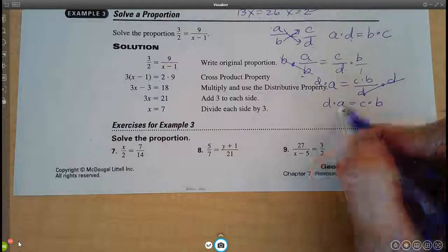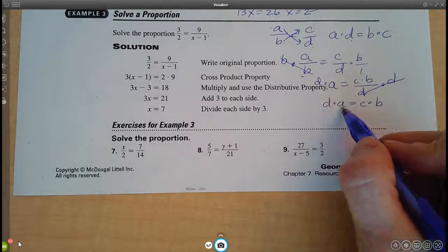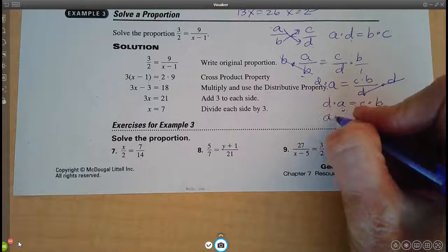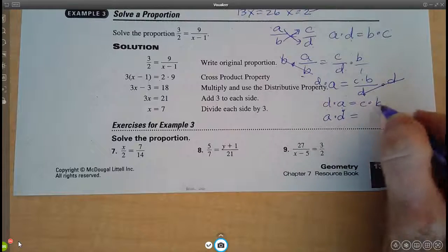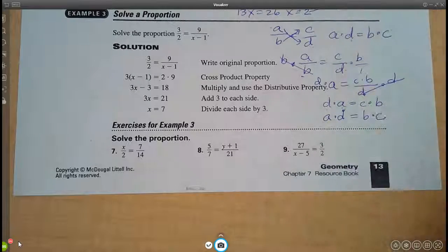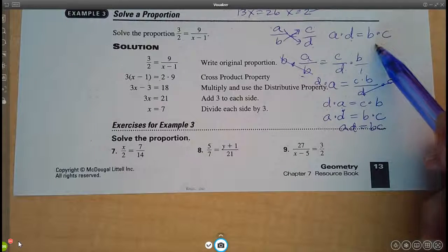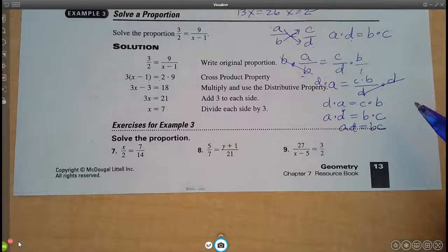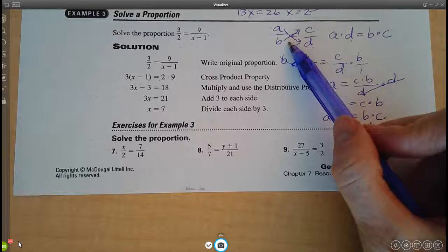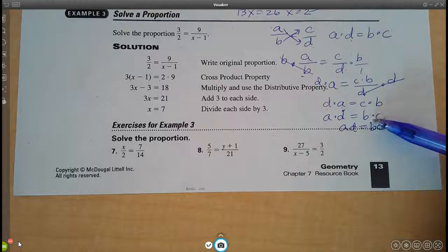I can use properties of multiplication. d times a is the same thing as a times d. c times b is the same thing as b times c. So ad is equal to bc, which is what we had up here. Okay. Using the cross product property is just a shortcut, but it's rooted in the algebra, so no party tricks.